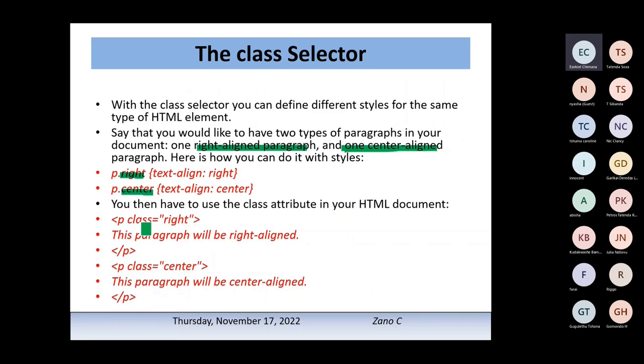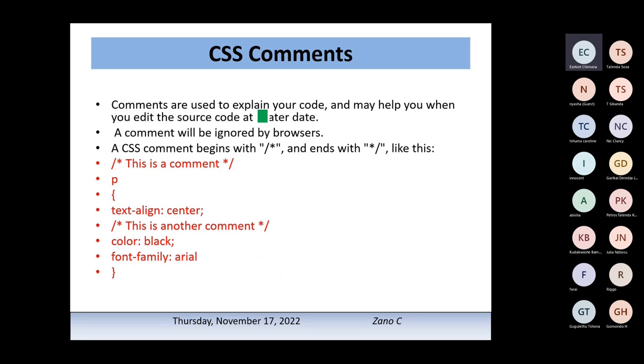For example, you create your paragraph with this class right, and then you create another paragraph with this class center. Then in the CSS, you pick this class selector p.center and p.right. And this line will affect this paragraph, and this line will affect this paragraph. So this is the use of what? Of the class selector. Comments are used to explain your code and may help you when you edit the source code at a later date.